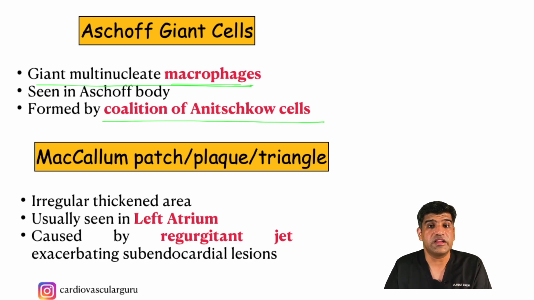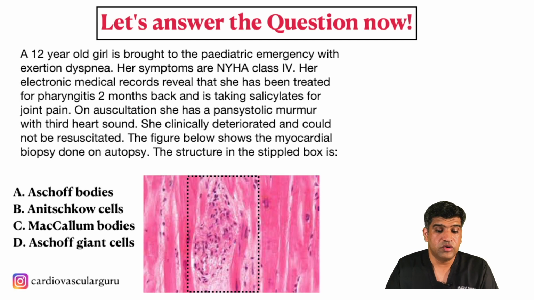They are caused by the regurgitant jet exacerbating the subendocardial regions. There are some subendocardial regions affected due to rheumatic fever. The regurgitant jet continuously hits those lesions and they cause a patch formation. That is what we call a McCallum patch, McCallum plaque, or McCallum triangle. So let's answer the question now.